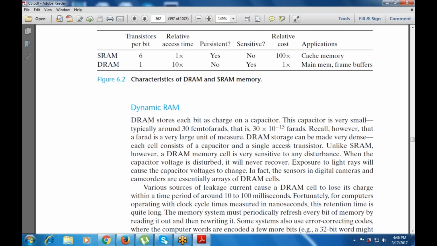In fact, the sensors in digital cameras and camcorders are essentially arrays of DRAM cells. Whatever the scenario, the DRAM cells lose their charge within a time period, around 10 to 100 milliseconds. Fortunately for computers operating with clock cycle times measured in nanoseconds, this retention time is quite long, and every bit of memory is refreshed by reading it out and rewriting it.